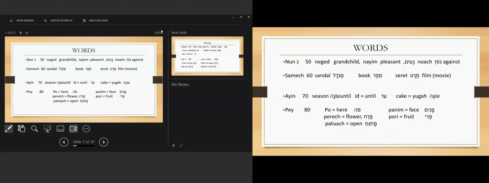E, T, with 2 dots. K, patuach, D, E, mit kadem. Mit kadem. Onward, friends. Onward, Chaver.